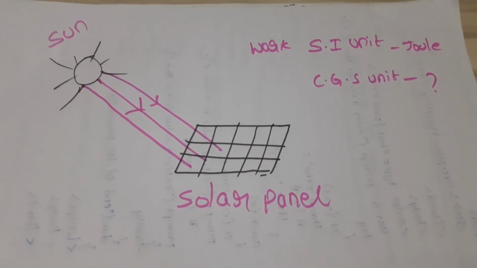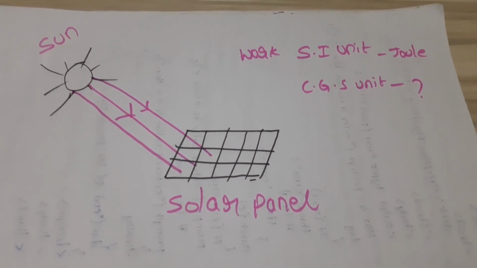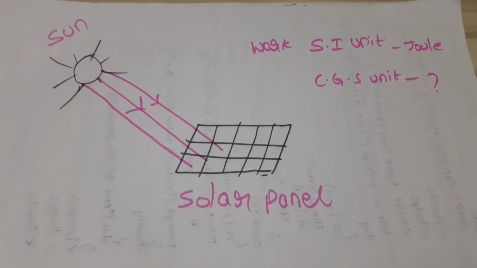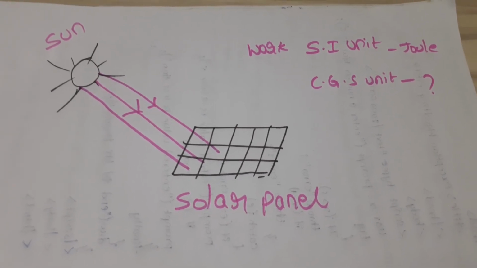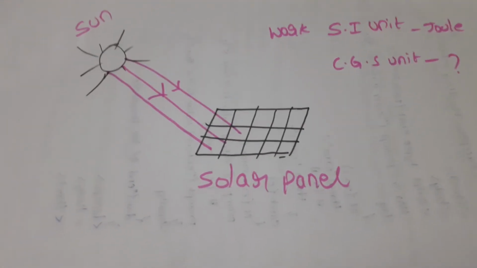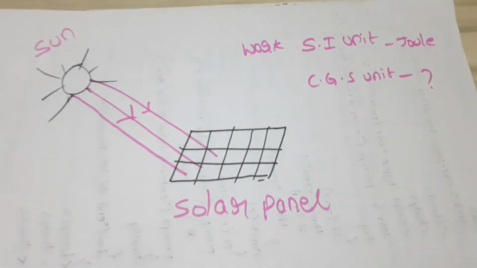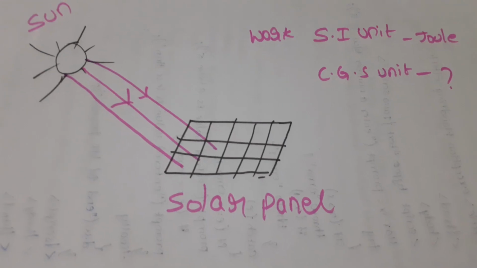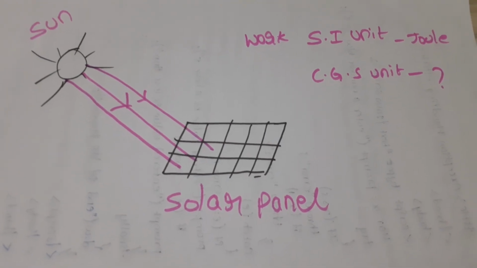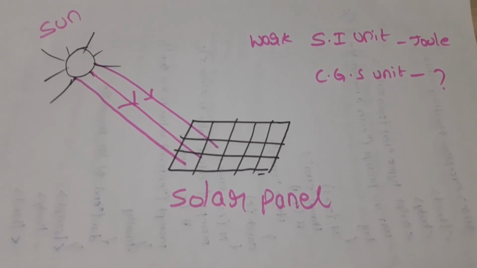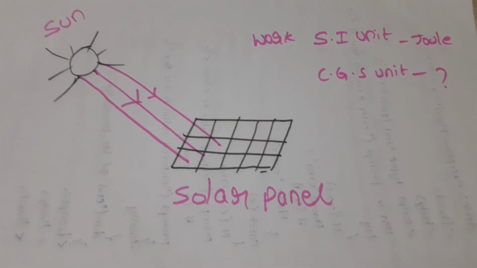The SI unit of work is joule. So what about the CGS units? Anybody knows? The CGS unit of work is erg. That is in the SI unit, and in CGS units it is erg. Similarly, for energy, the SI unit is joule and the CGS unit is erg.